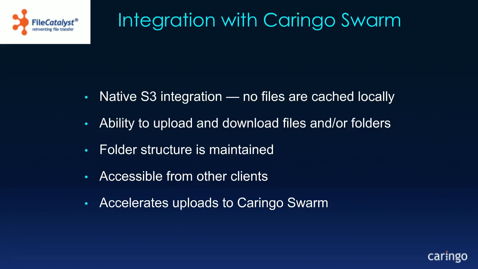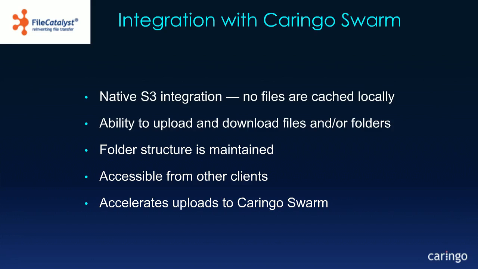Now, let's take a look at the integration we've done with Caringo Swarm. So this is a native S3 integration. Since Caringo offers an S3 API, we've consumed it, and we can read and write natively to the Caringo Swarm storage. So what this means is that no files are cached locally. When a client is sitting out in the field, the client uploads files to the FileCatalyst server. We convert that data into objects and store it straight on the Caringo Swarm server.